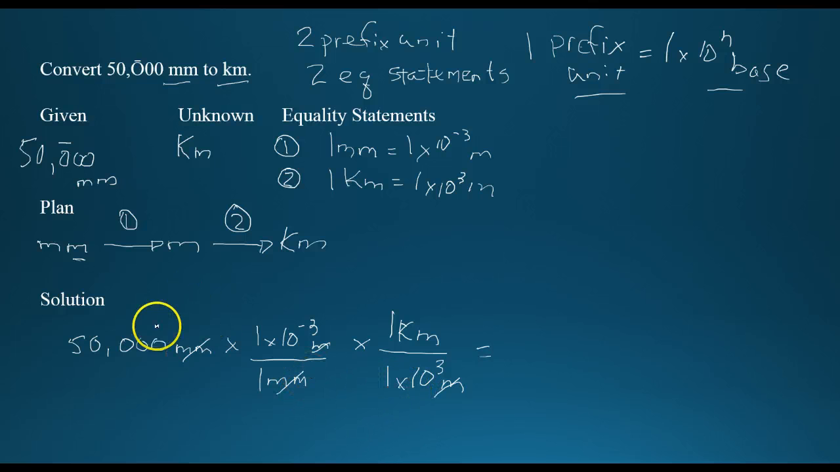So 50,000 times 1 times 10 to the minus third. Then we divide by 1 times 10 to the third. Round to the correct number of sig figs. In this case, our answer is 0.05, but we need to have 2 zeros after the 5 because we had a line on top of that second 0, which tells us that everything up to including that 0 is significant. Finish that off with a unit, kilometers, and that is the solution to our problem.